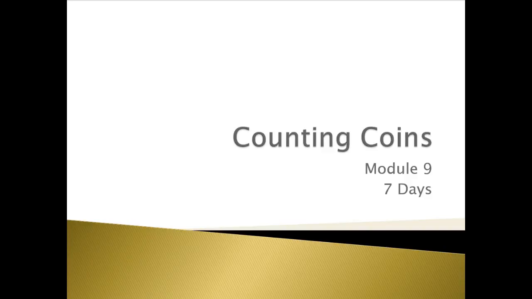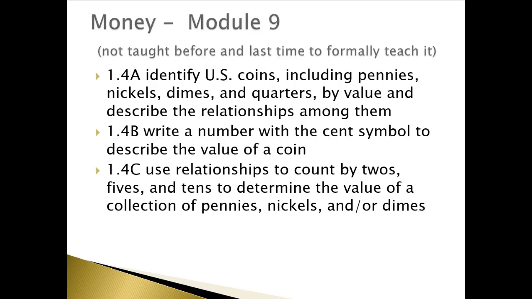For counting coins, we have devoted 7 days for counting coins. Notice 1.4a, the kids will be identifying U.S. coins and also by value and describe the relationships among them for pennies, nickels, dimes, and quarters. They will be using the cent symbol to describe the value of a coin, not the dollar sign and the decimal point. And 1.4c, they're going to be counting by 2s, 5s, and 10s to determine the value of a collection of pennies, nickels, or dimes, but not quarters.